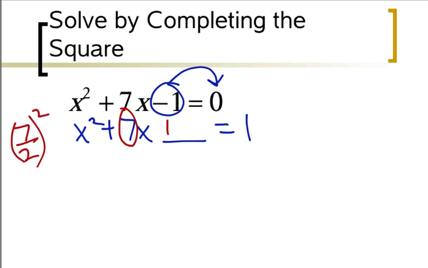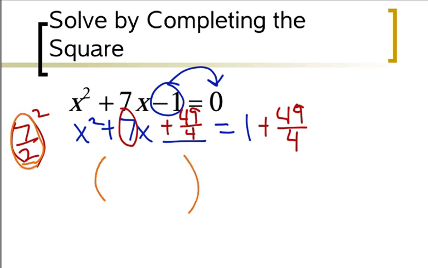Okay, so I'm going to add 7 halves, or sorry, add 7 halves. I've got to square it first. Add 49 over 4. Okay, and now I know a lot of us are going to get uncomfortable right now because we don't like 49 over 4. But it's okay because I said last time you only need this number when you factor.